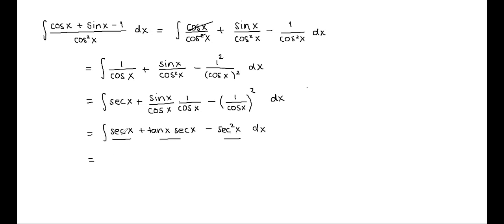So I'll have integral of secant of x is going to be ln of absolute value of secant of x plus tangent of x. This is one of the integrals that you need to know, plus the integral of tangent times secant, which is just secant of x, and then minus the integral of secant squared, which is just tangent. So this is minus tangent of x plus c, and this is the final answer. Had anybody gotten this answer?